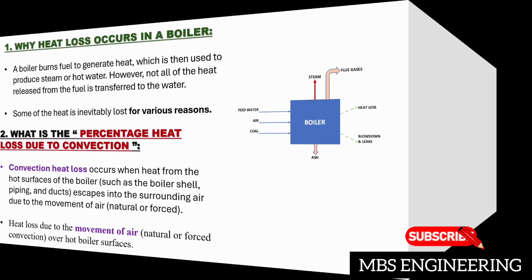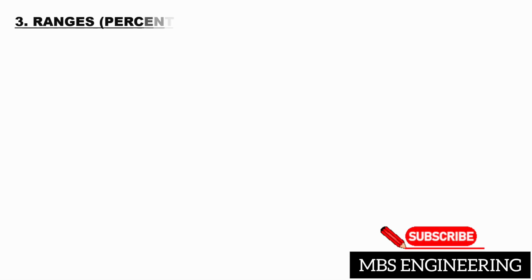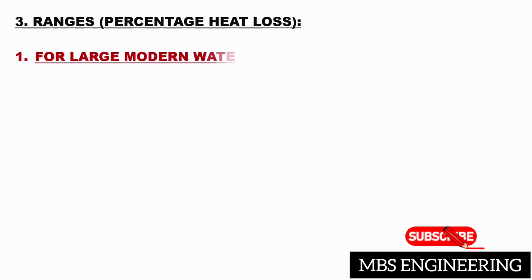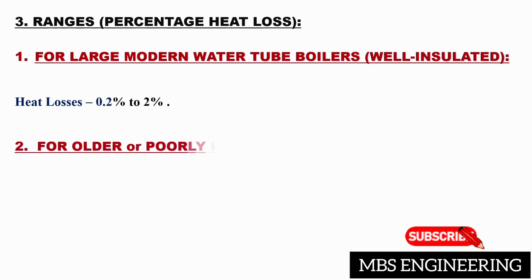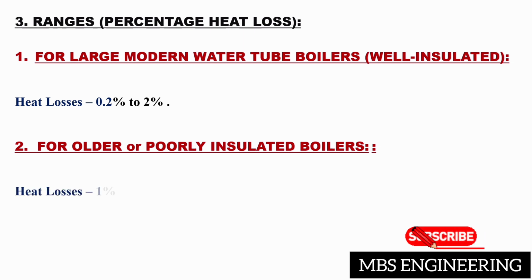Next, we will learn and understand the ranges of percentage heat loss due to convection in a boiler. In large modern water tube boilers, well insulated, the percentage of heat loss ranges from 0.2% to 2%. In older or poorly insulated boilers, the percentage of heat loss ranges from 1% to 4%. Even small percentages can cause significant energy loss over time. These losses don't contribute to steam generation but still consume fuel energy.